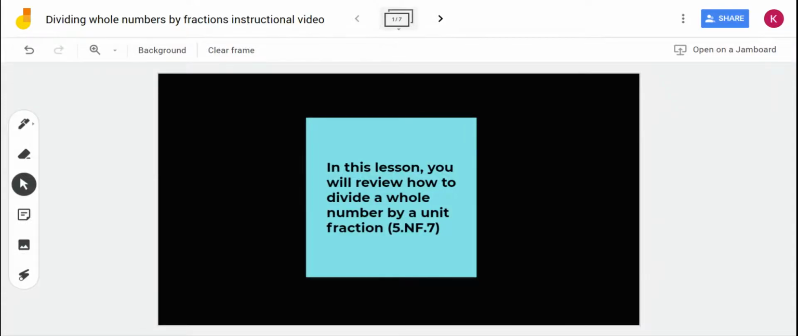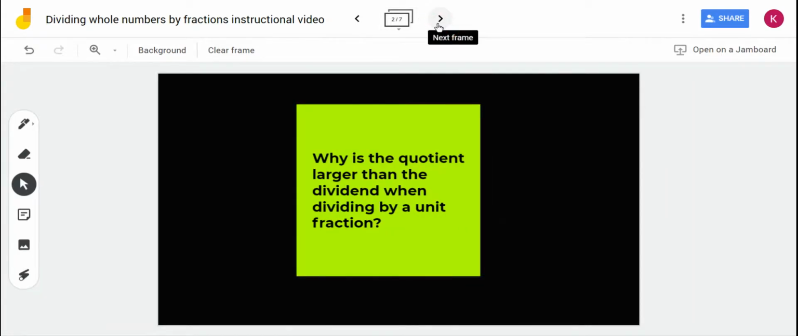Hi, boys and girls. In this lesson, you will review how to divide a whole number by a unit fraction. This is a skill that we have learned earlier this year, but in this lesson, we'll review how to do it. One thing I want you to think about as we are learning this is why is the quotient, or the answer, larger than the dividend, that's the number we're actually dividing, when dividing by a unit fraction?